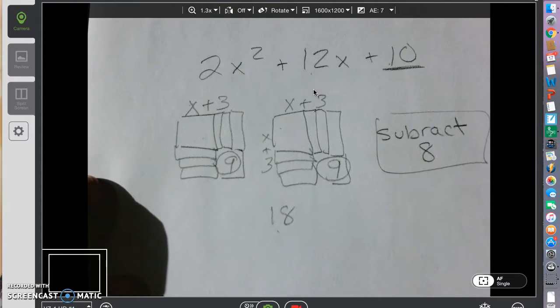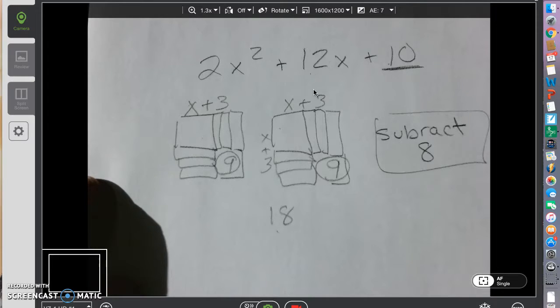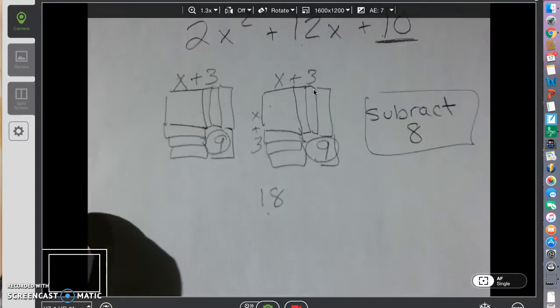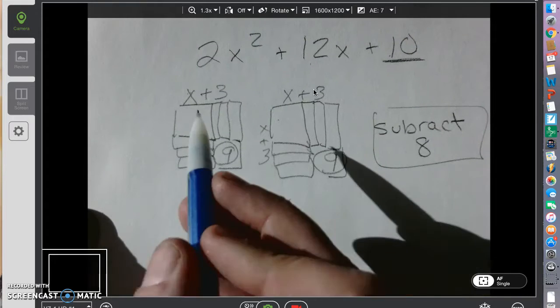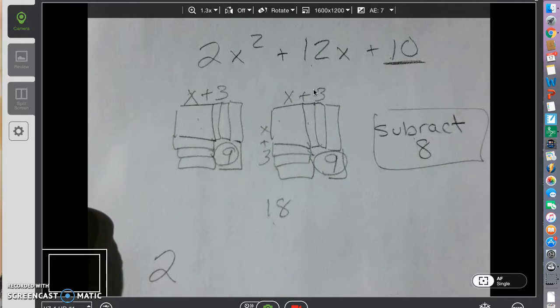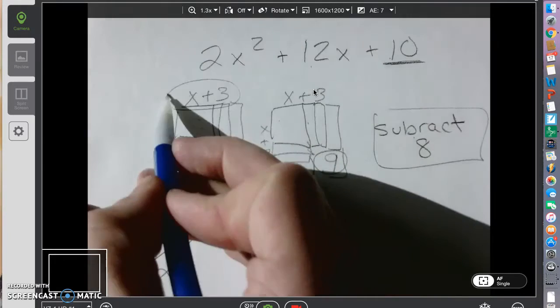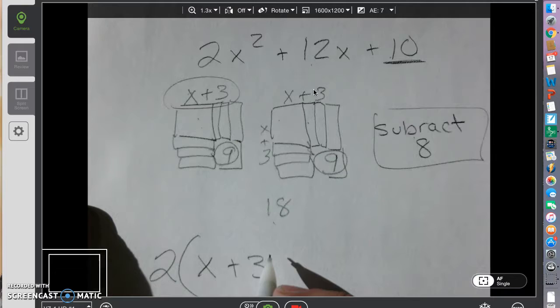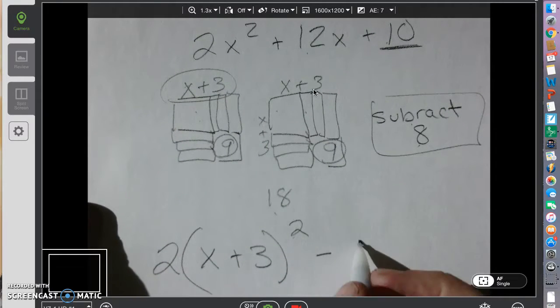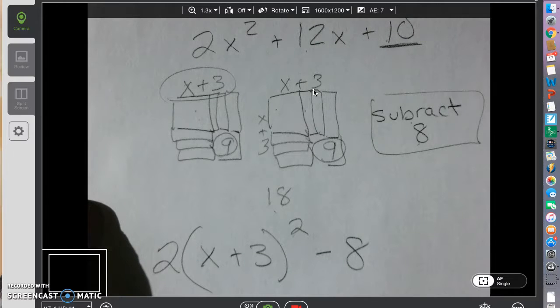Next, if I said, hey, write the vertex form, by the way, this is like the second page of your test. If I said write a vertex form for this, we could do it 2 ways. You can do your picture. Oh, I have 2 squares that are x plus 3 in length. And oh, I had to subtract 8 to get to what I wanted. So I subtract 8.